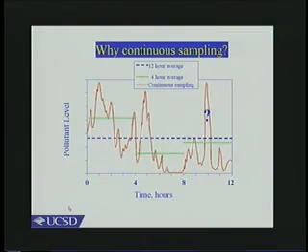So why continuous sampling? This is just a simple picture showing some pollutant level, any type of particle or gas, versus time. And typically, as I say, usually you're looking at about a 12-hour average, and people used to think that was enough. So you can see the blue line sort of tells you how much is out there on any given day.